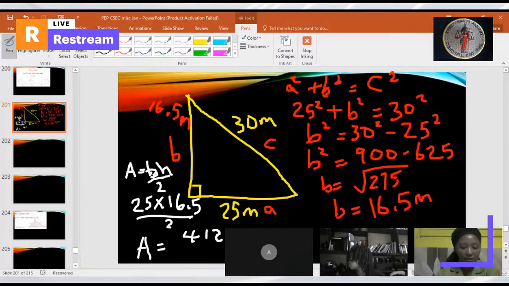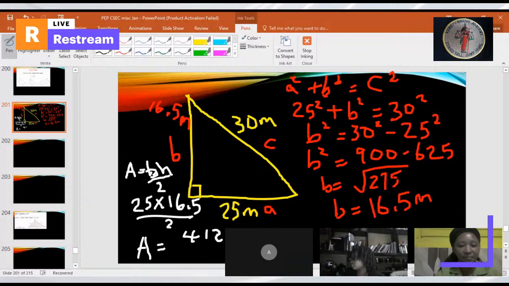So that's 206.25, yes, miss. And it's an area, so it's in square meters. So that's meters squared. All right.